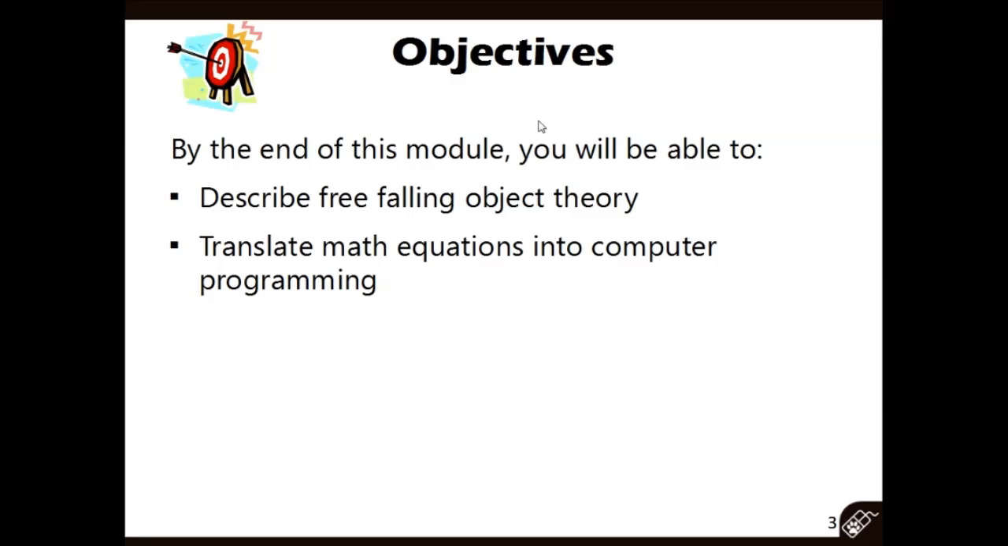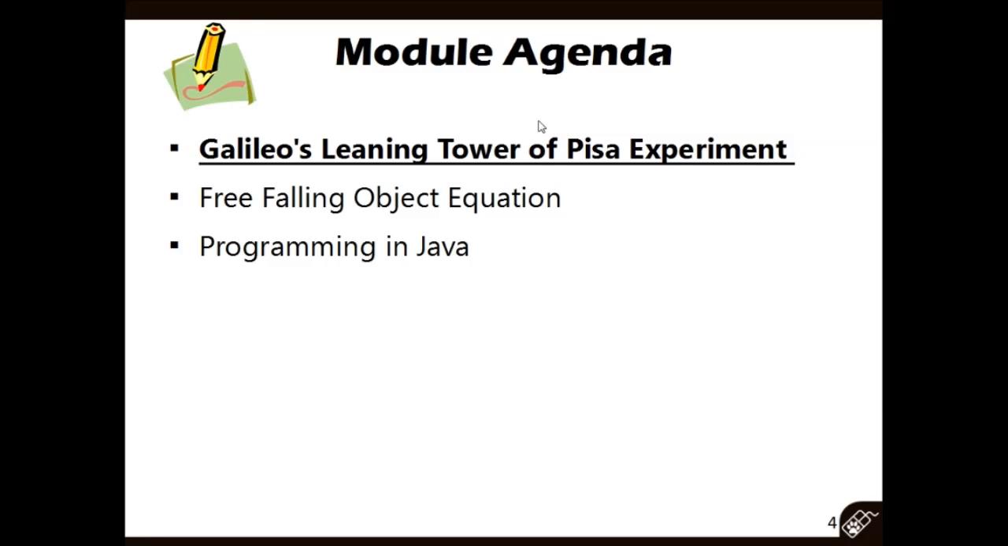The objective today is that by the end of this module, you will be able to describe free-falling object theory, and with that theory, translate a math equation into computer programming, specifically in Java. Our agenda today is Galileo's Leaning Tower of Pisa experiment, the free-falling object equation, and programming in Java. So we're going to delve into the first agenda of today, the Pisa experiment.